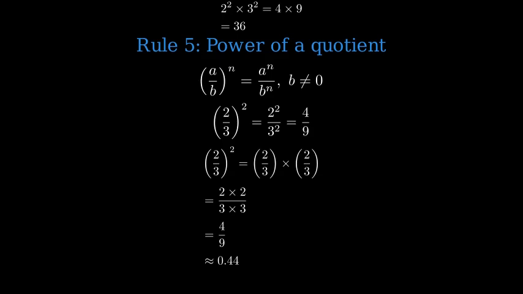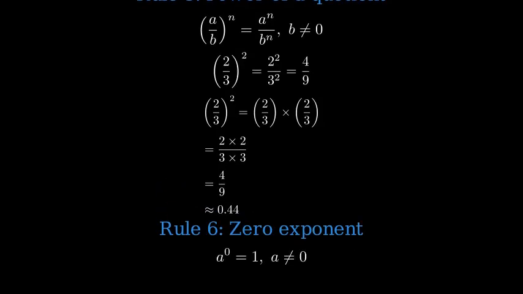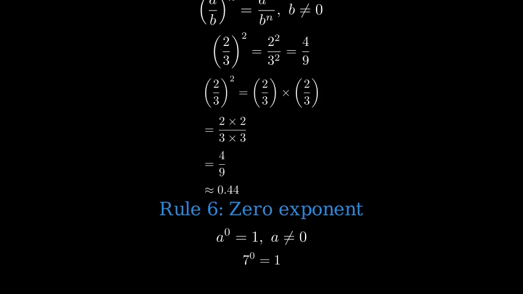The sixth rule deals with the zero exponent. Any non-zero number raised to the power of 0 equals 1. For example, 7 to the power of 0 equals 1. This might seem strange at first, but it follows logically from our previous rules.